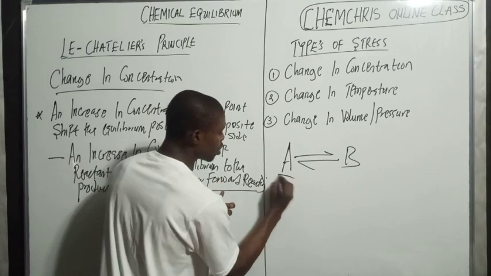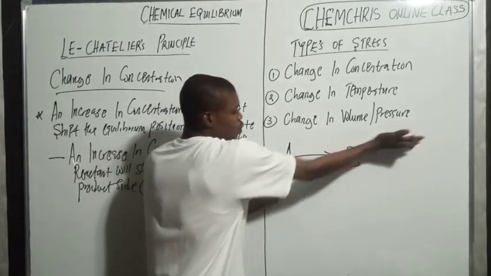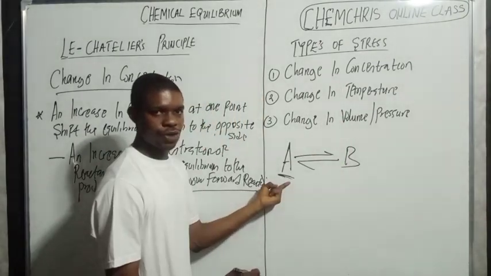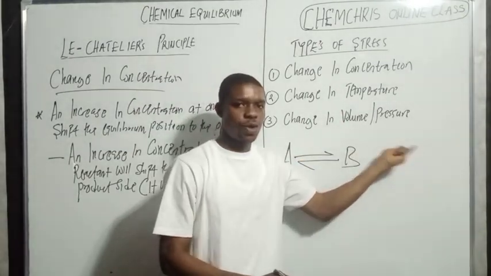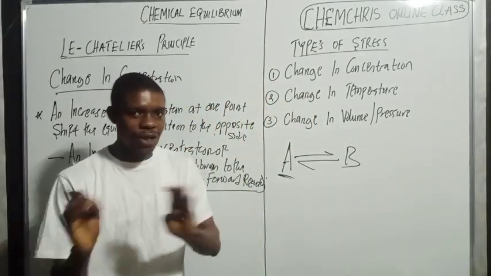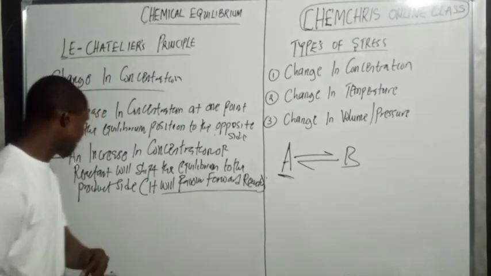So if you increase the concentration of this reactant here, it will shift to the product side, right? Creating more of the product. So you're going to favor the forward reaction, or shift toward the right. Here we have right, left. Do you understand? There are different ways you can say it.